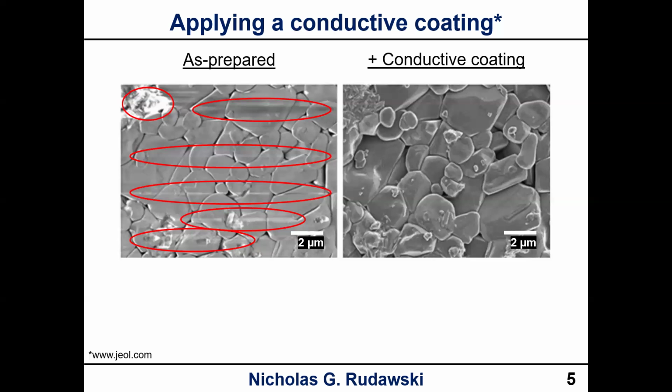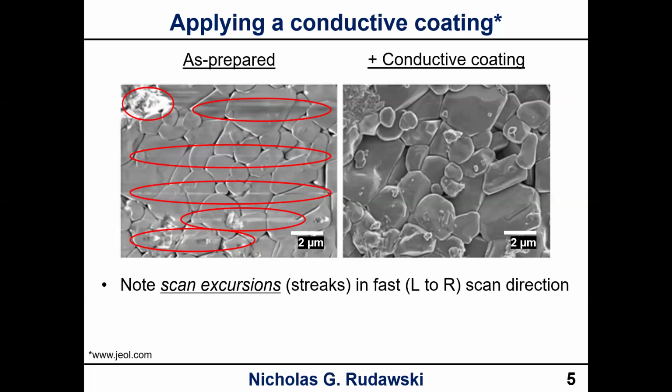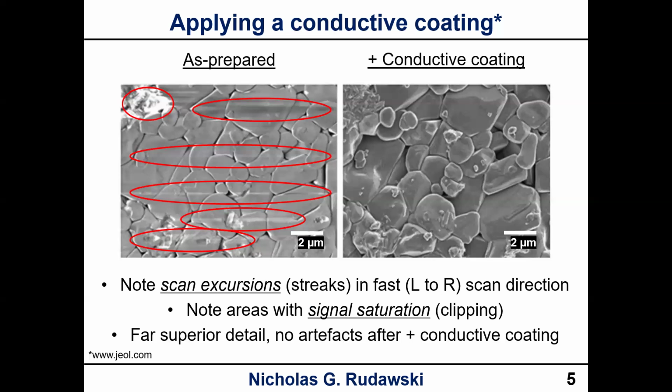So again, this is an example of why charging is not good and how it can affect what we're seeing and the results that we're seeing, and trying to get an accurate picture of the sample. So we note the scan excursions in the fast left to right scan direction. We note that we have areas with signal saturation, which is the same thing as clipping. And we notice that once we add the conductive coating, we see far superior detail, and we don't see any artifacts either. We don't see the scan excursions, we don't see the signal clipping either.